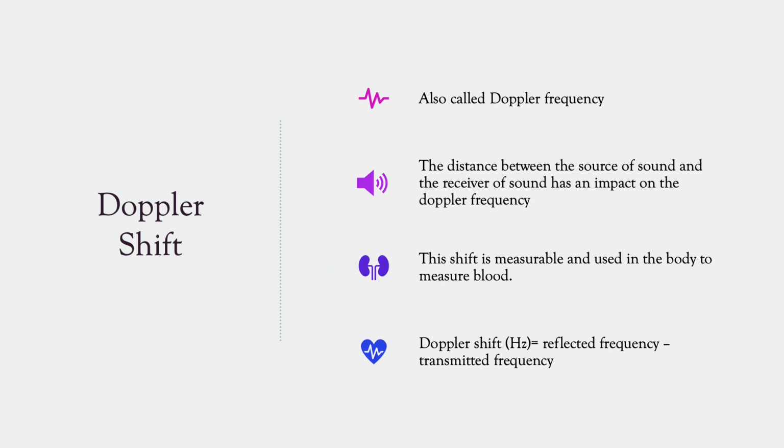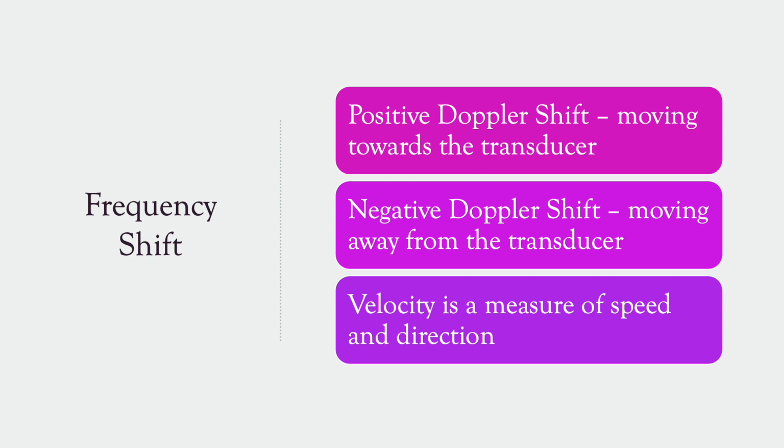One equation is reflected frequency subtracting transmitted frequency. Frequency shift. A positive Doppler shift happens when the blood is moving towards the transducer. A negative Doppler shift happens when blood is moving away from the transducer. Velocity is a measure of speed and direction.